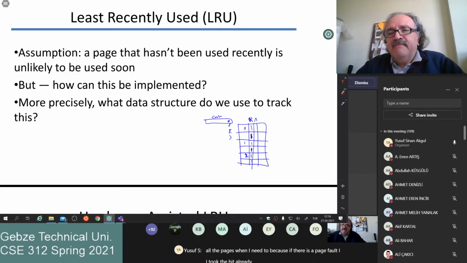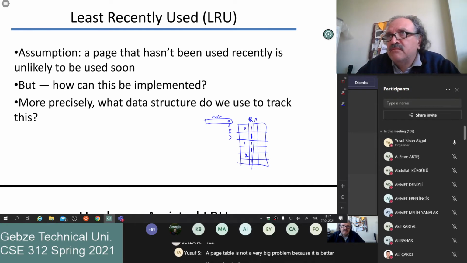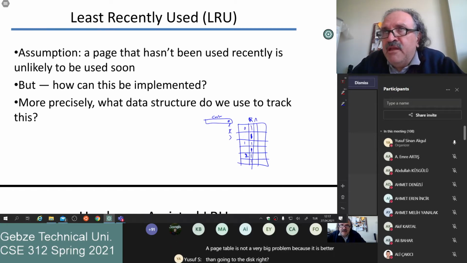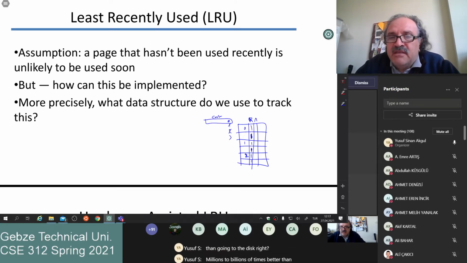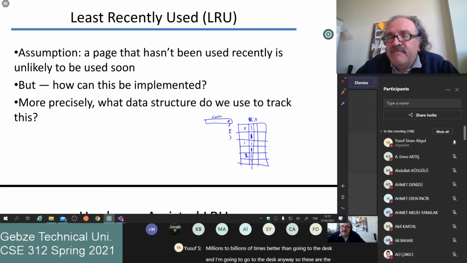I am already very late. Handling the page fault is an expensive thing. So looking at all the numbers in the page table is not a very big problem, because it is better than going to the disk, right? Millions of times better than going to the disk. And I'm going to go to the disk anyway. So this is not a very big problem, okay? The problem is bigger than that.